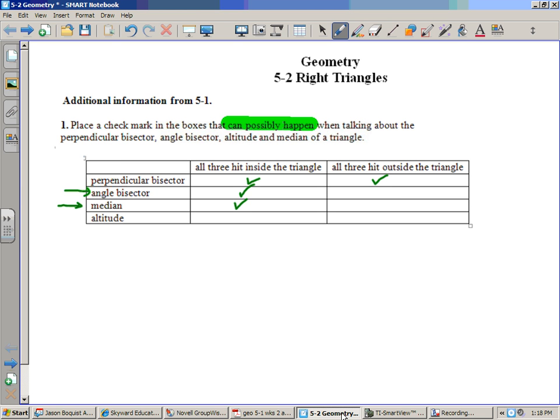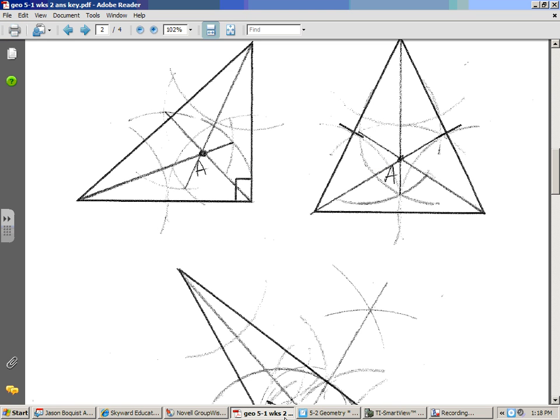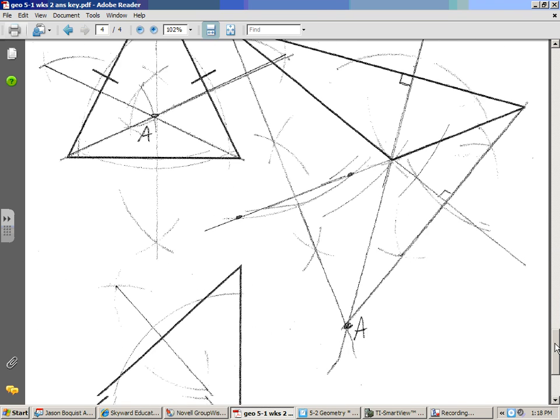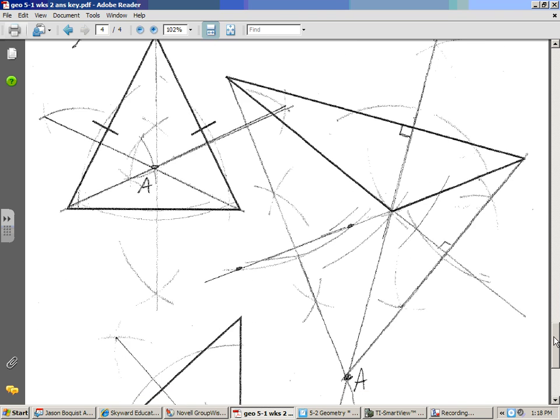And how about altitude? Could they hit inside? Yeah. How about outside? Yep, that was the one that was way out there, wasn't it? Like wasn't even close. Right? Isn't that the next one? Nope, last one. That one right there, look at that. It's hitting way outside, not even close.